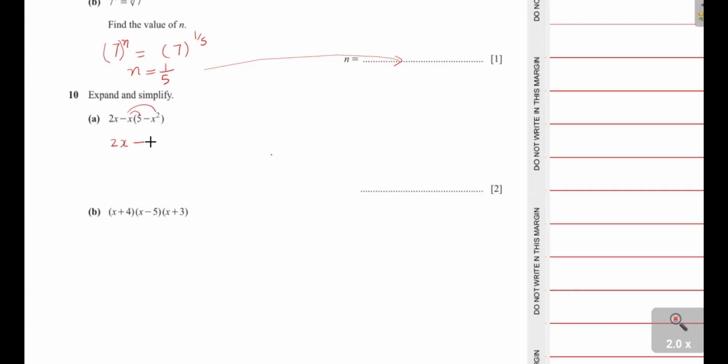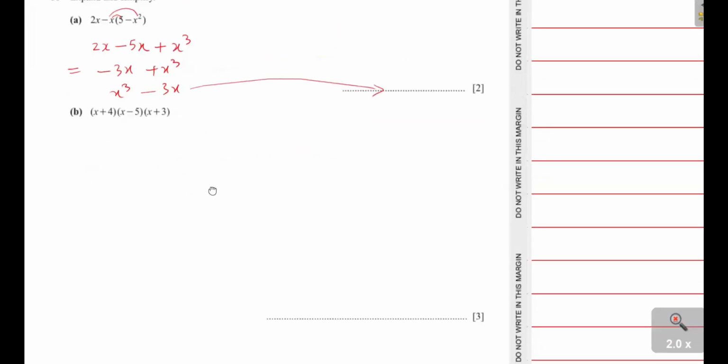Therefore, minus x into 5, it becomes minus 5x. Minus x into minus x square, it becomes plus x cube. 2x minus 5x, it becomes minus 3x plus x cube. Therefore, we can write x cube minus 3x. This is the expansion and simplification of this question.